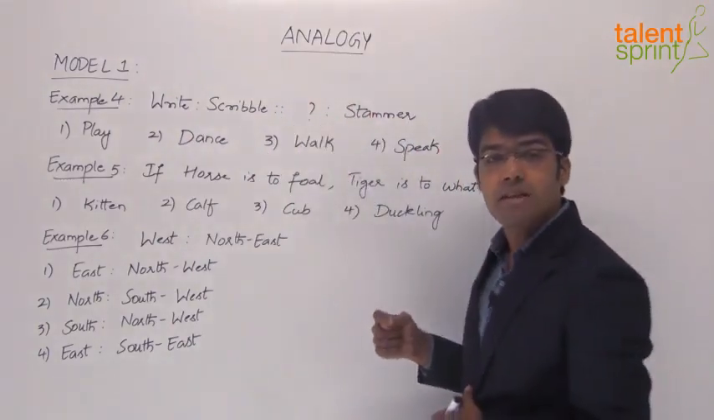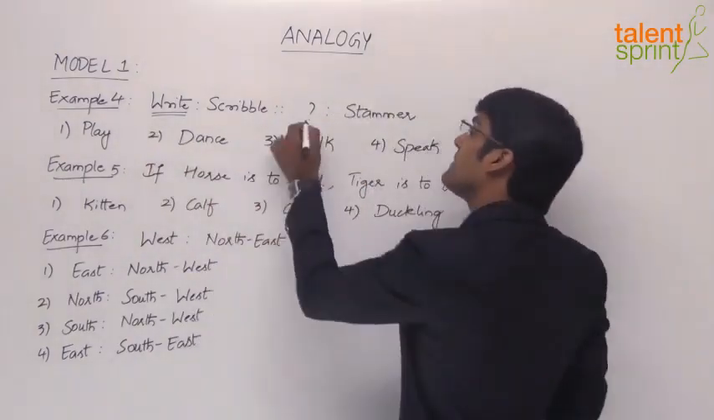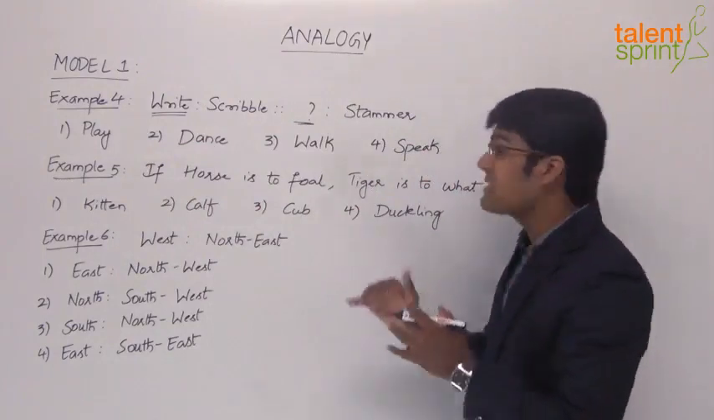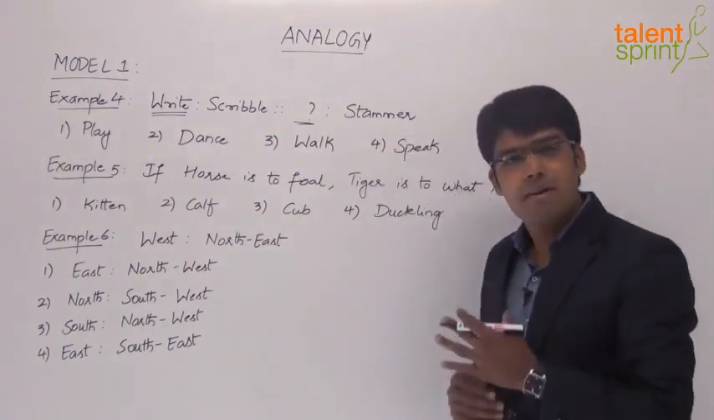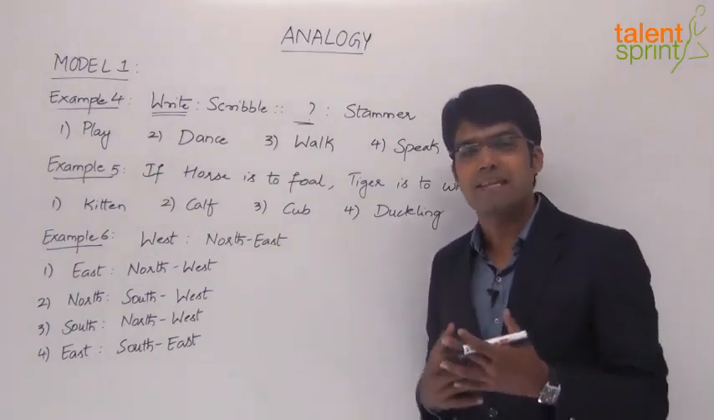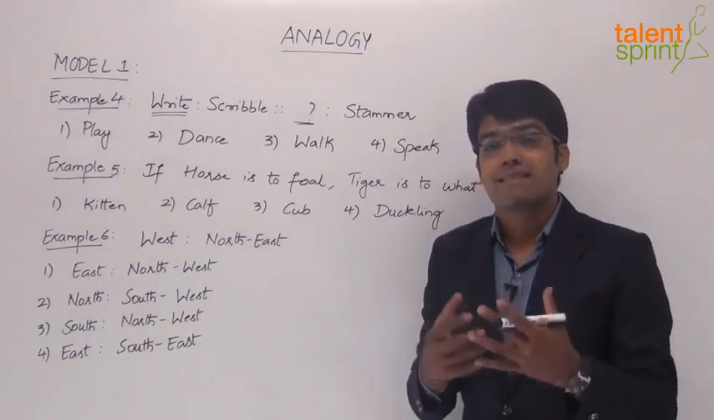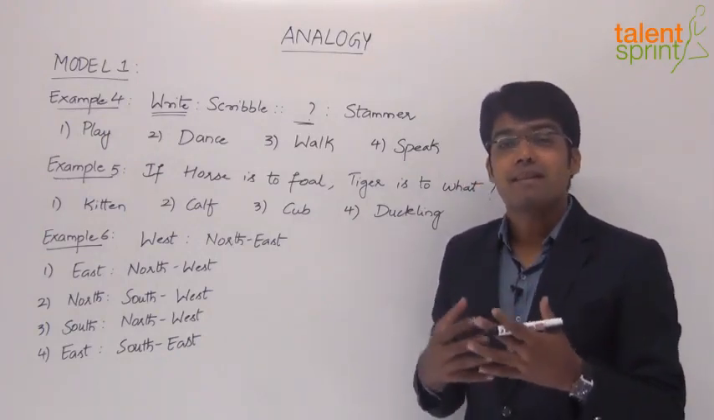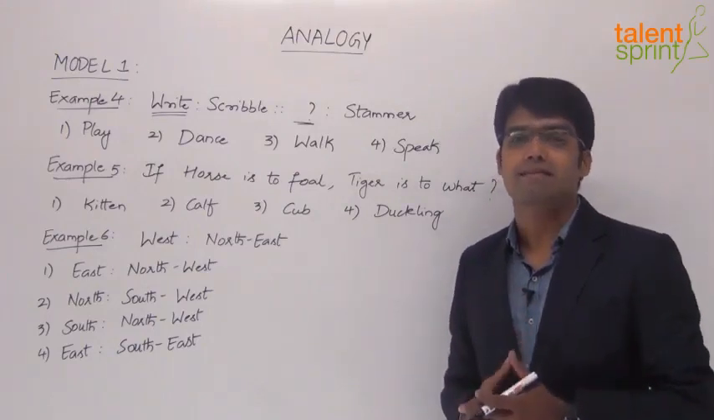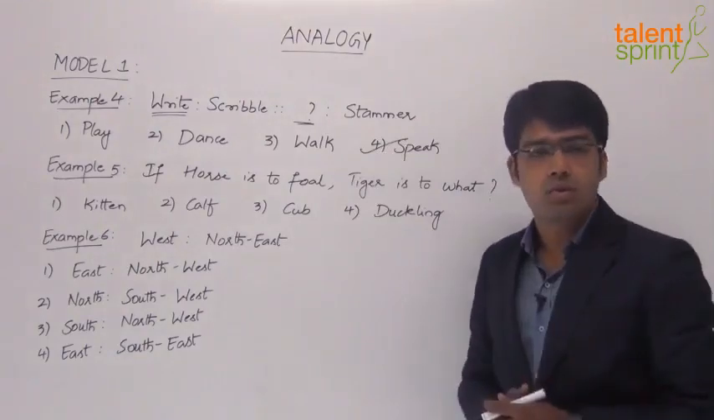Now one point which we need to understand here is that the first word here is an action. Likewise, the first word in the second pair also denotes an action, and for that action, the improper form is stammer. Stammer is an improper form of what? Stammering. What is stammering? Stammering is an improper way of speaking. People who get stuck while they speak, that action is called stammering. So an improper way of speaking is stammering. And from the options, we can say that the answer is the fourth option, speak.